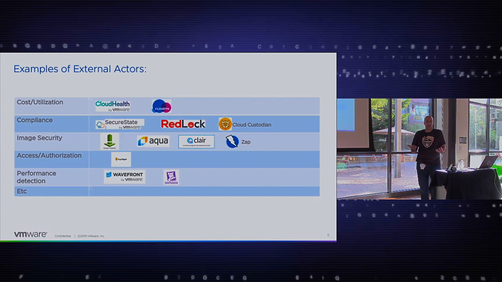You may want to check image security. There are different variants of this, and I'll show a little bit of this today with GitLab. But you can use Aqua or open source Clair for container scanning effectively, or even Amazon Inspector for some of the images that are out there. And then obviously some authorization. You can do Turbot, and performance detection with things like Wavefront or Datadog.